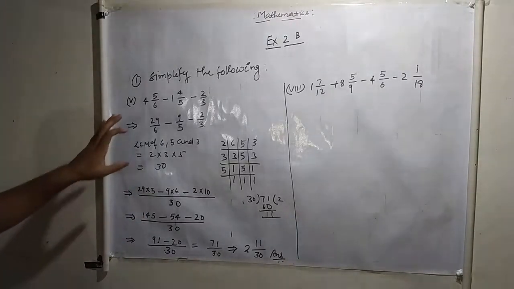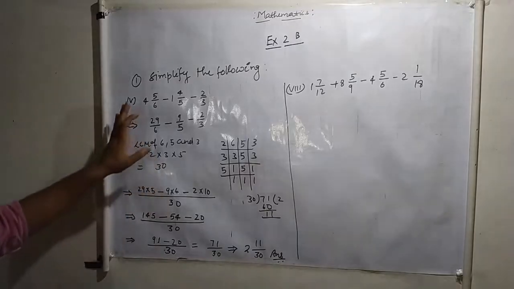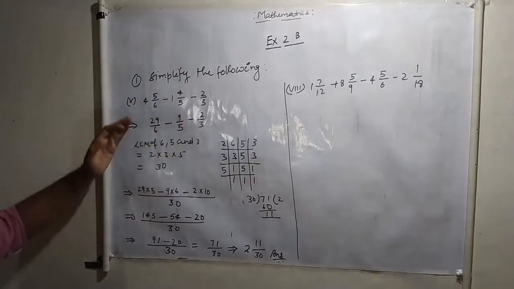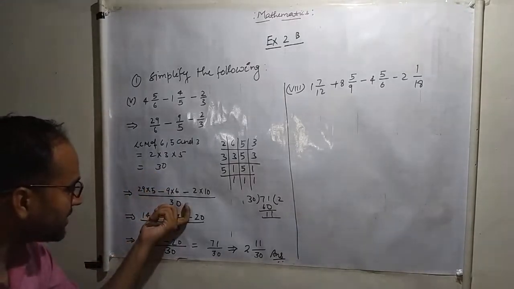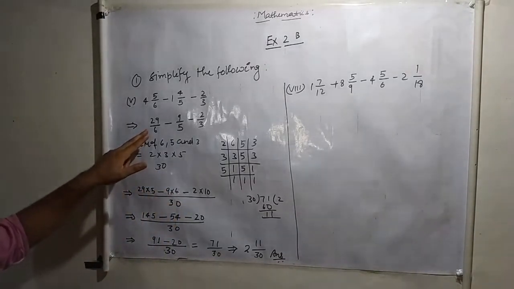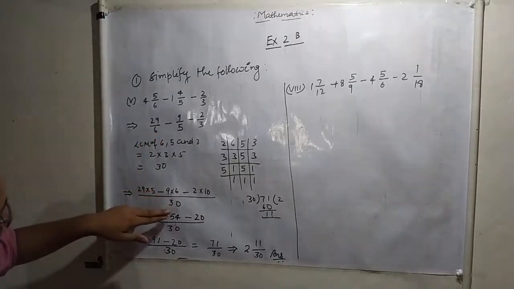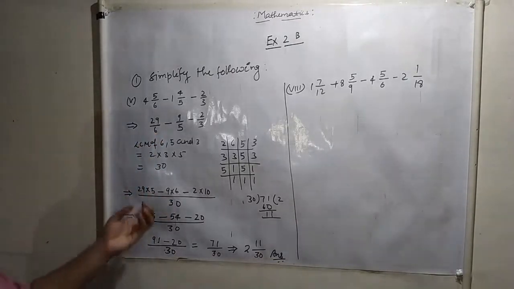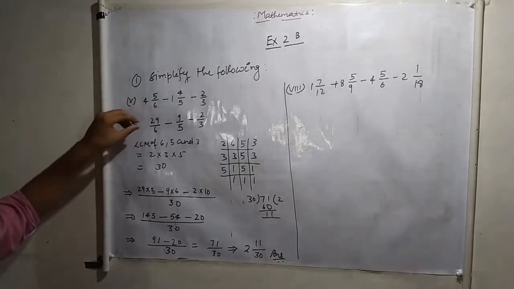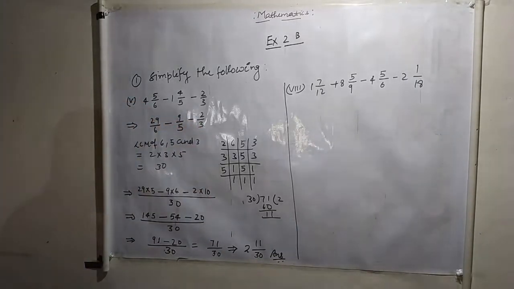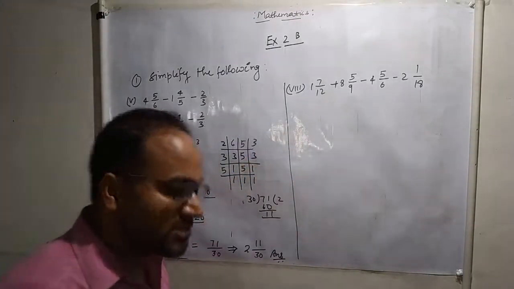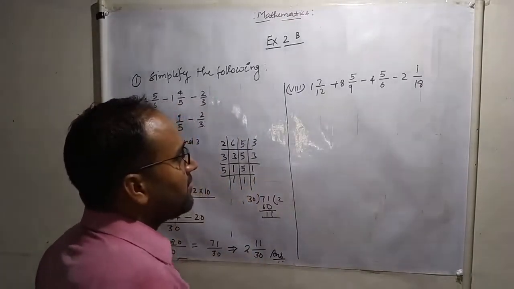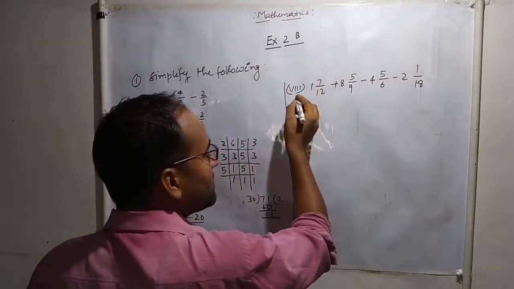Okay, very easy. Change the mixed fractions into improper, and then equalize the denominators. I have taken the common denominator 30, and then by each denominator I have divided to get the quotient. By that quotient you multiply your numerator, and then you perform your operation. And the same way, I'm going to do the last question, the first question's last option.